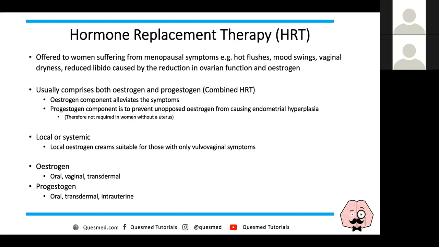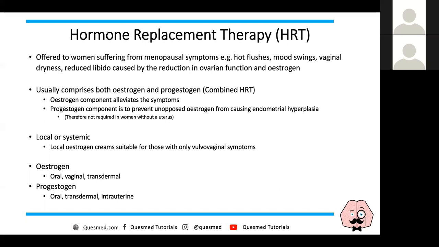Now, HRT usually comprises both estrogen and progesterone, and this is known as combined HRT. The estrogen part is the part that alleviates the symptoms, and the progesterone component is there to prevent that estrogen from causing endometrial hyperplasia. Remember we spoke before, if you just give estrogen, that causes the uterine lining to build up, it can cause hyperplasia, and it can predispose to cancers. Bearing in mind that if the woman doesn't have a uterus, if she's had a hysterectomy for any reason, we don't need to prescribe the progesterone component. We can prescribe estrogen only in a woman who does not have a uterus.